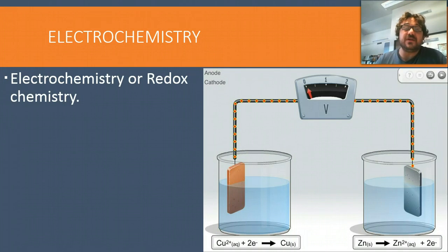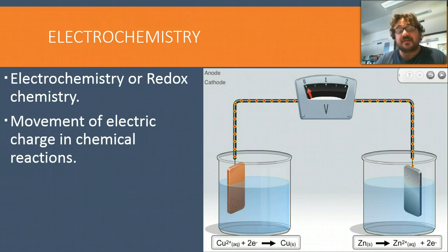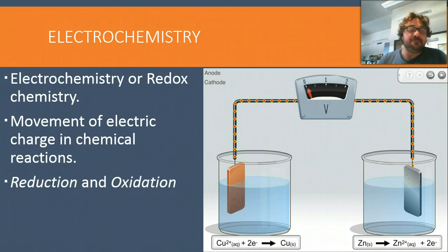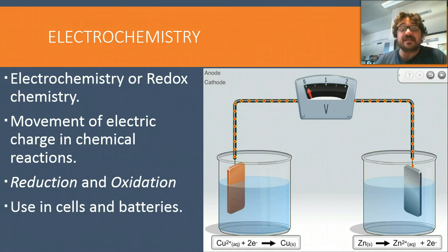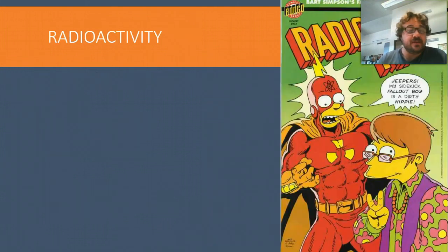So basically, we're looking at oxidation, reduction, or redox, reduction, oxidation reactions. So we're talking about how the electrons move from one end to the other. This seems like a big leap, a very different focus from the first two, and it is. So here we're talking about reduction and oxidation, and basically its uses in cells and batteries. So that there you get to see where we talk about production of materials again.